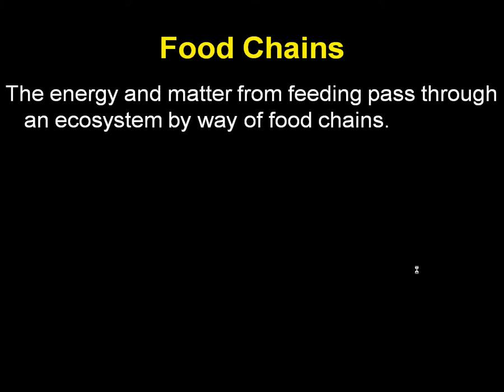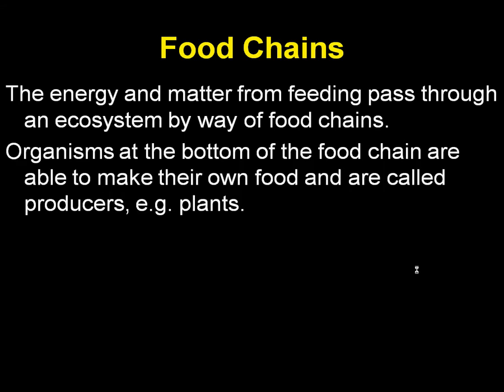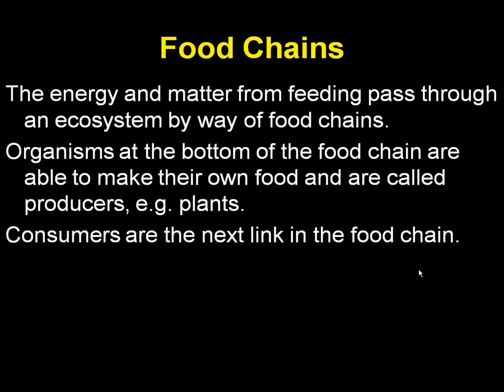Food chain. Energy and matter pass through an ecosystem by way of food chains. Organisms at the bottom of the food chain are able to make their own food. They're called producers. Plants would be the most notable example of this.